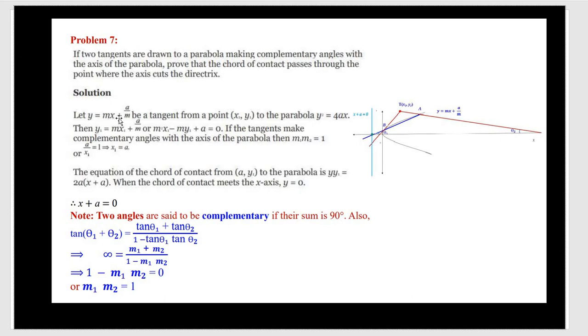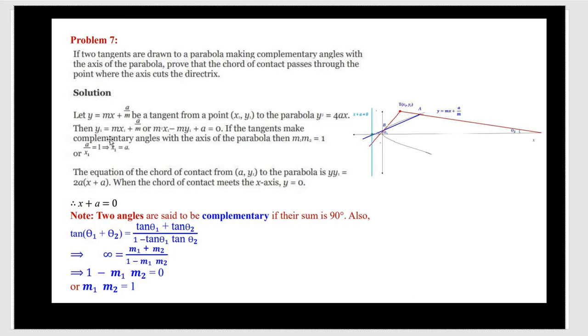We consider y is equal to mx plus a by m. Definitely it's a tangent, because for any line in the format y is equal to mx plus c to be a tangent to the parabola, c should be equal to a by m. So if I take my line as y is equal to mx plus a by m, that will definitely be a tangent. Now this tangent is drawn to the parabola from x1, y1, so x1, y1 will satisfy this equation. When we simplify and write it, we get a quadratic equation in m.